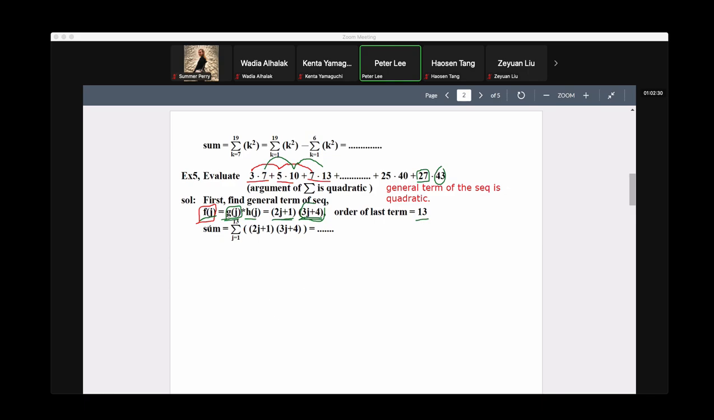And now we can set it up. The sum is equal to this right here. This is not yet the summation notation. How do you actually get the sum? Well, you have to expand it, then split the sigma, apply those formulas, and then you can get the sum.